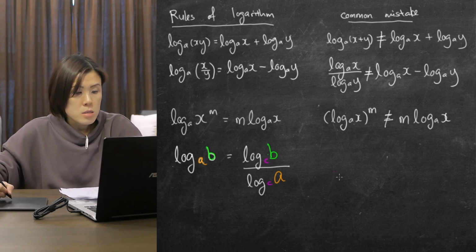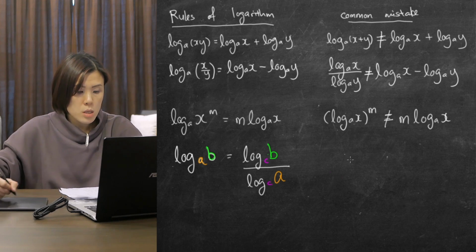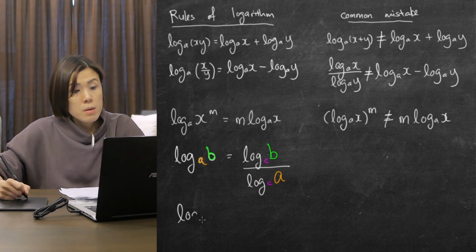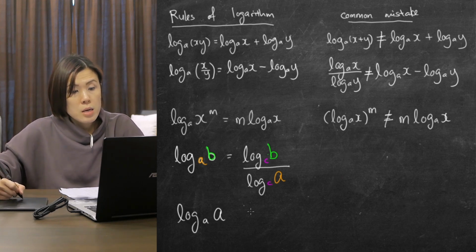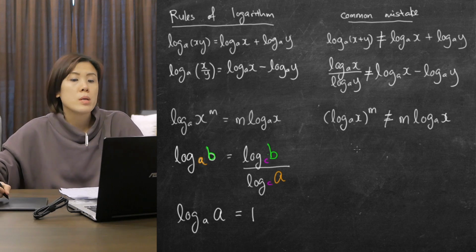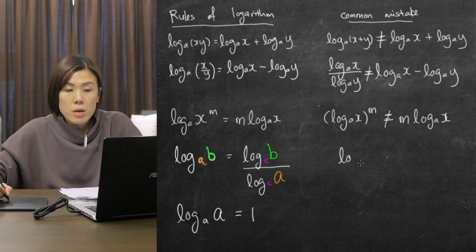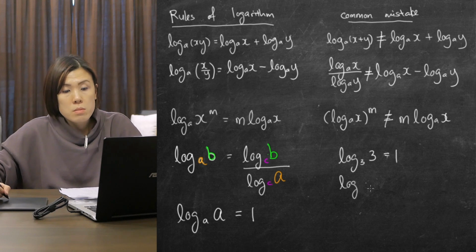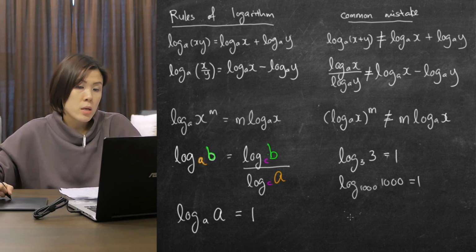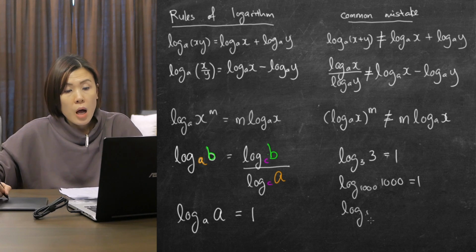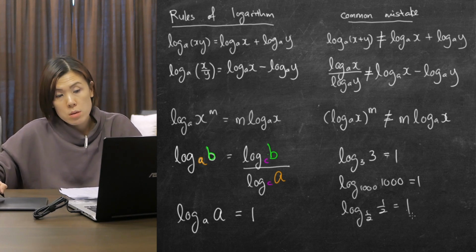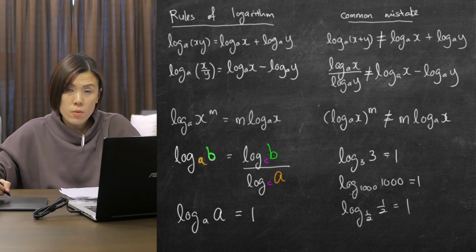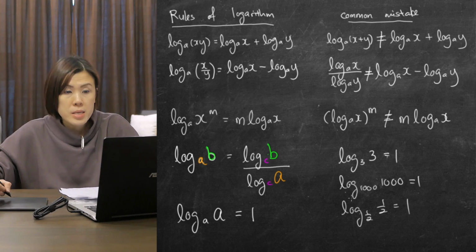Okay, and then the next rule is when you have logarithm a base a, this is always equal to 1. What I mean is logarithm 3 base 3 is 1. Logarithm 1000 base 1000 is 1, or you can even have logarithm half base half is 1. So regardless of what the a value is, logarithm a base a is always equal to 1.